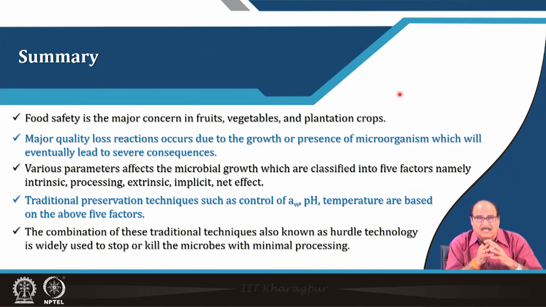That is, most of the traditional technologies which are used for food preservation work on the basis of the principle of controlling these microbial or other enzymatic or such other activities. The combination of the traditional techniques, also known as hurdle technology, is widely used to stop or kill microorganisms with minimal processing. That is a minimal processing strategy which gives better quality products.